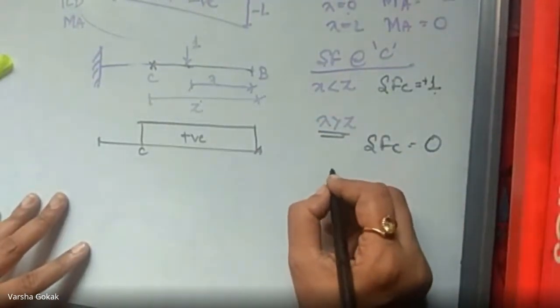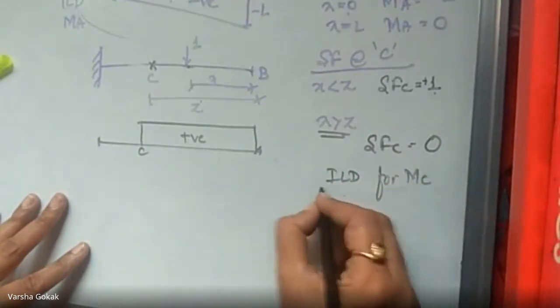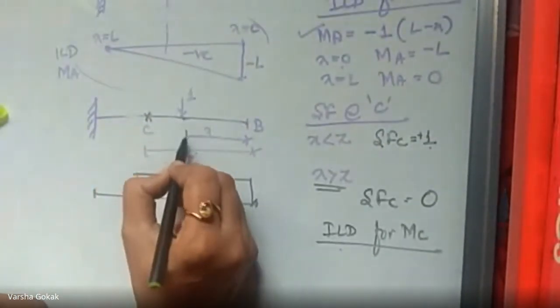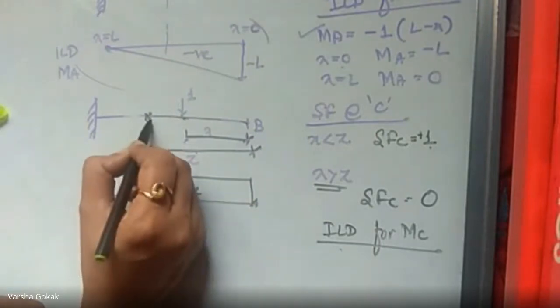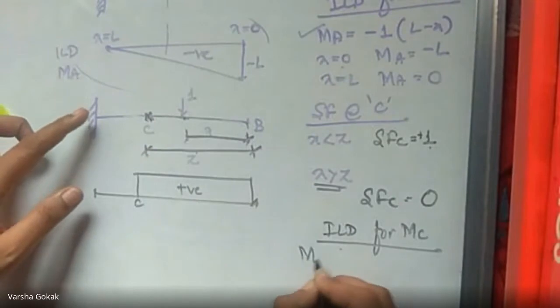Next, I have to draw IID for bending moment at C. Okay, now looking into this, this is my X, this is the Z. If I want to write the moment equation at C, how will I write moment at C?